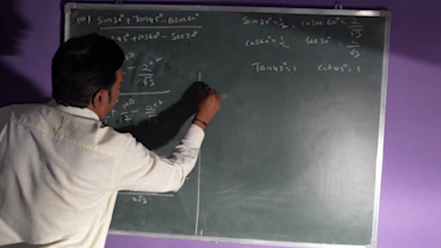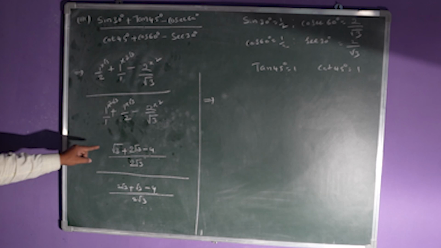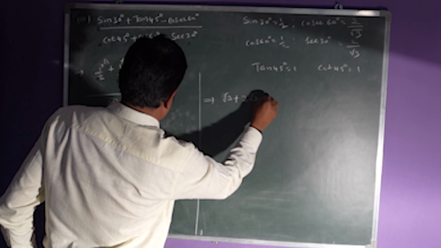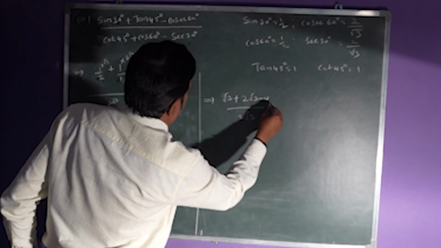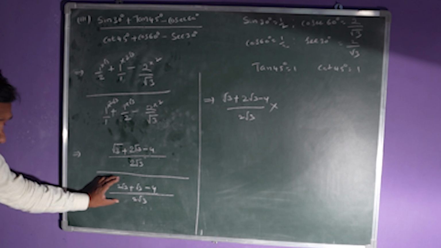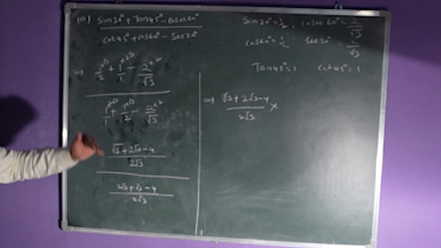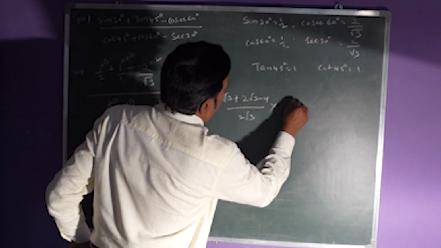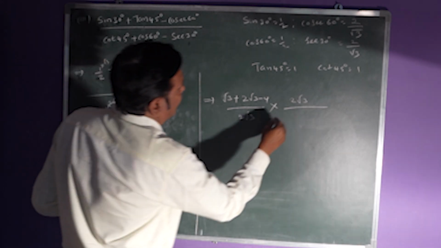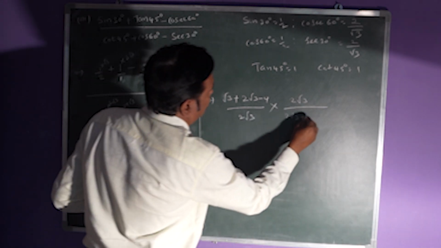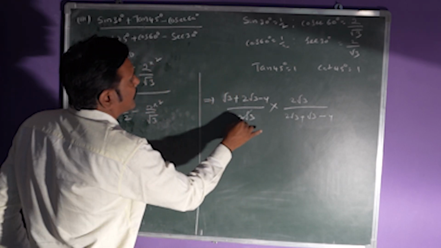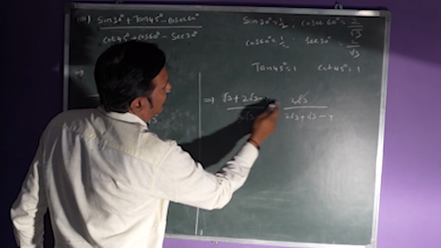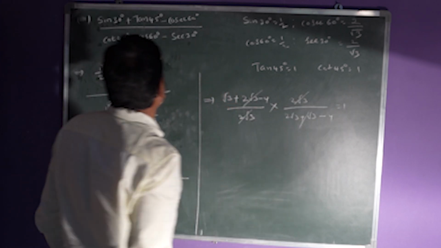Then next I will simplify the problem. The numerator is root 3 plus 2 root 3 minus 4 by 2 root 3, divided by the denominator. The denominator goes to the numerator place and the numerator becomes the denominator. Then 2 root 3 cancels with 2 root 3, and the remaining root 3 plus 2 root 3 minus 4 cancel, giving 1.